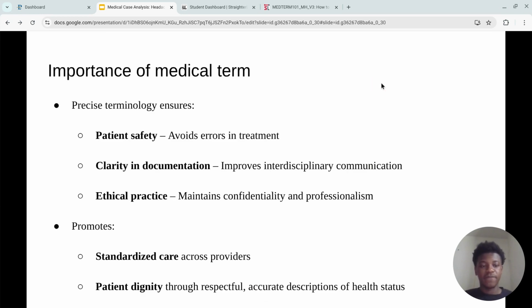So as far as the importance of medical terminology, it provides a precise medical library to be able to use and provide patients with the safety that they're warranted to get. This avoids errors in treatments. It provides clarity when documenting, and it also holds doctors accountable for how ethical their practices are and how standardized and professional they are. In providing precise medical terminology, there's a standardized core provided for all providers, and it also respects the patient enough to mandate a proper description of what they're experiencing.